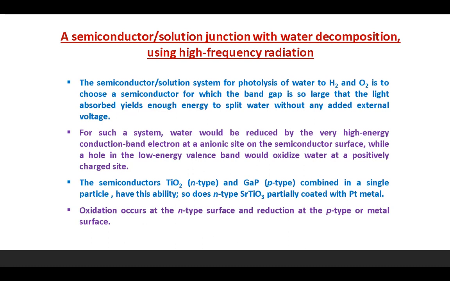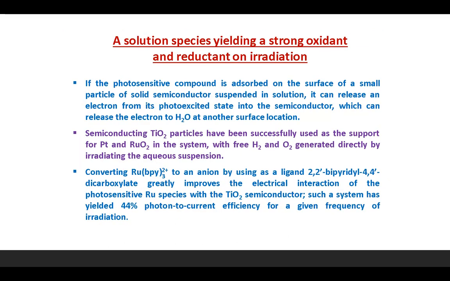A solution species yielding a strong oxidant and reductant on irradiation. An alternate possibility for separating the oxidation and reduction sites is to use a semiconductor solid as a relay compound. If the photosensitive compound is adsorbed on the surface of a small particle of solid semiconductor suspended in solution, it can release an electron from its photoexcited state into the semiconductor, which can release the electron to H2O at another surface location. In this case, the solid particle can also serve as the support for the required catalysts.